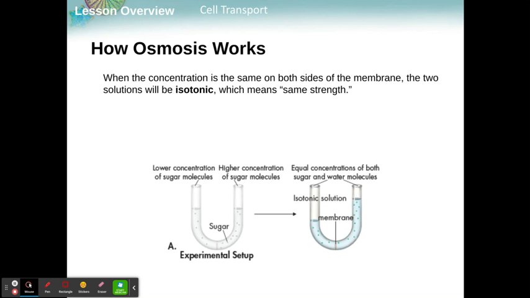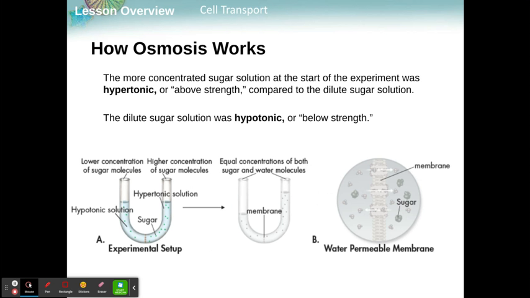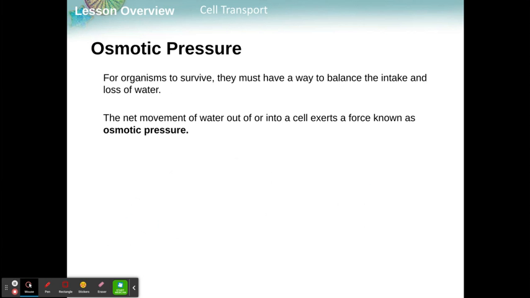Okay, now when the concentration is the same on both sides of this imaginary membrane, so the concentration of water, we say that it is isotonic, which means same strength. Iso meaning same, tonic being strength. Now, if we have more concentration on one side than the other, that solution is hypertonic or above strength, meaning we have a higher concentration on one side than the other. If there's less of a concentration in that solution, it's said to be hypotonic or below strength.